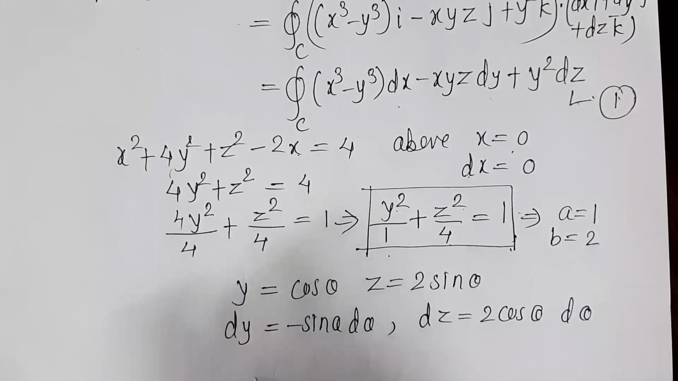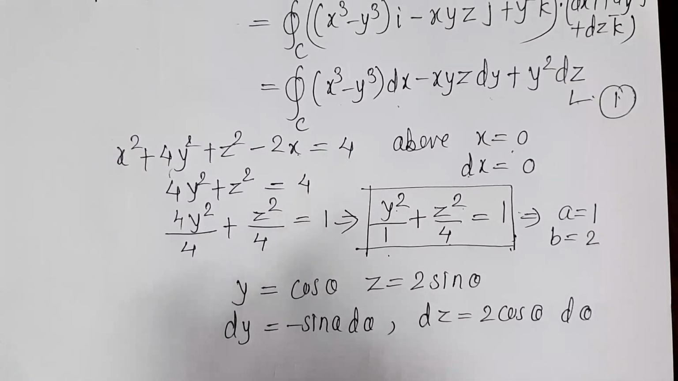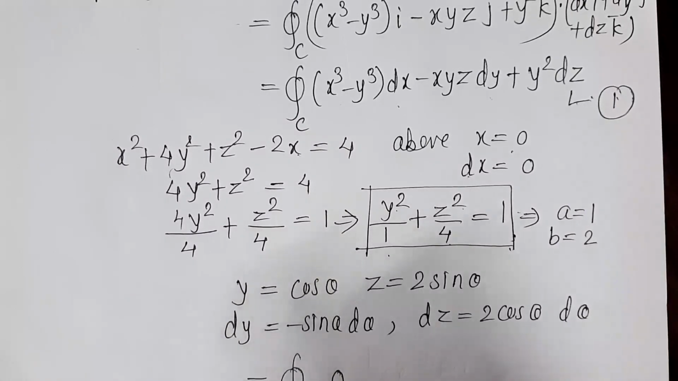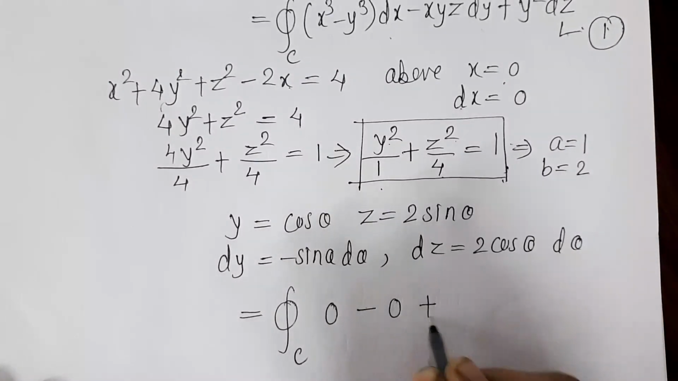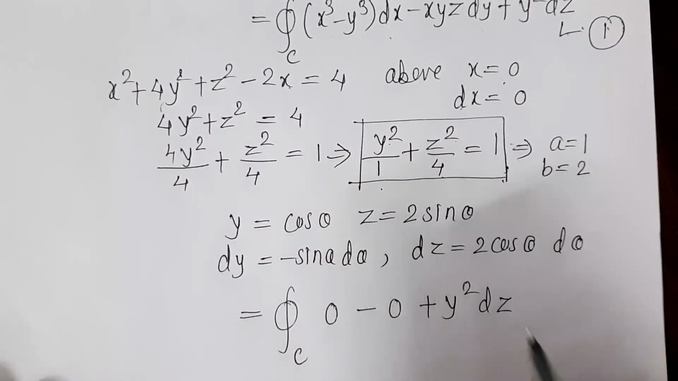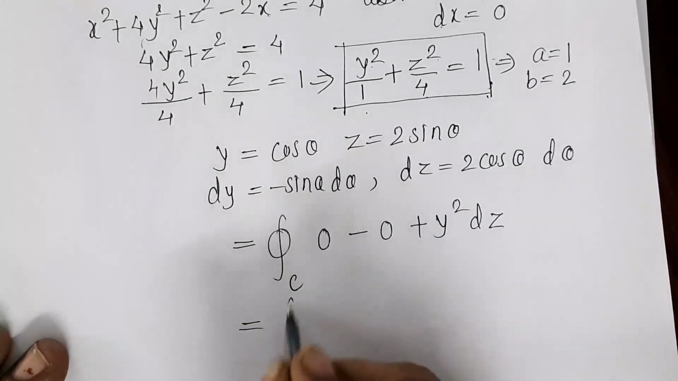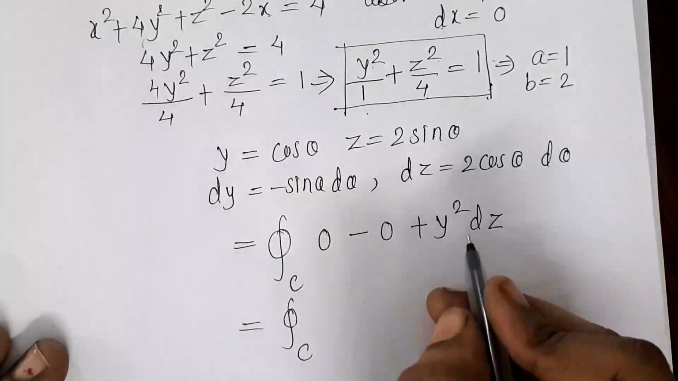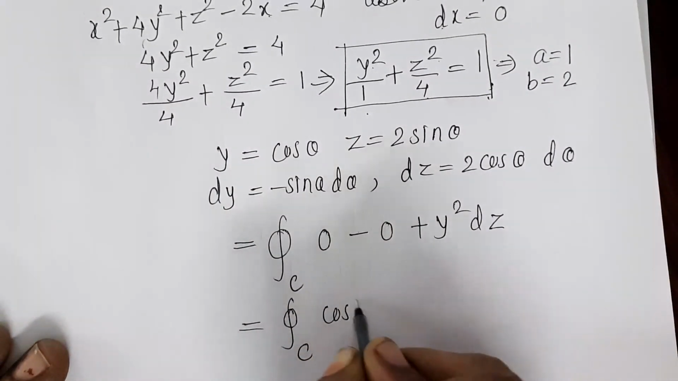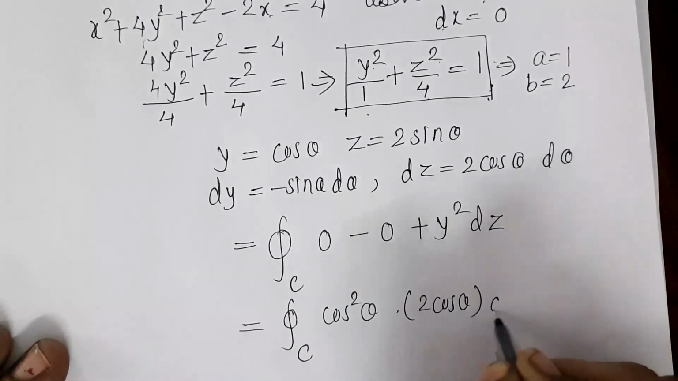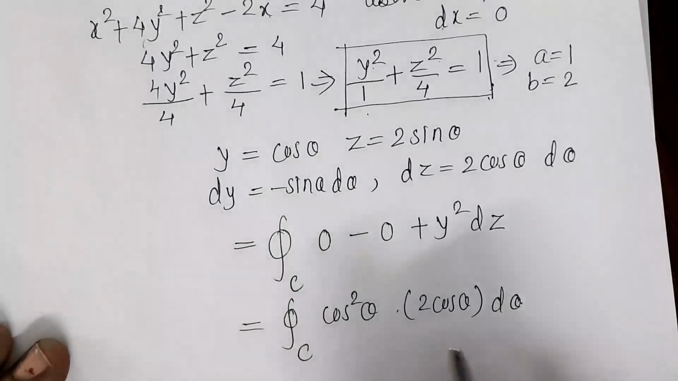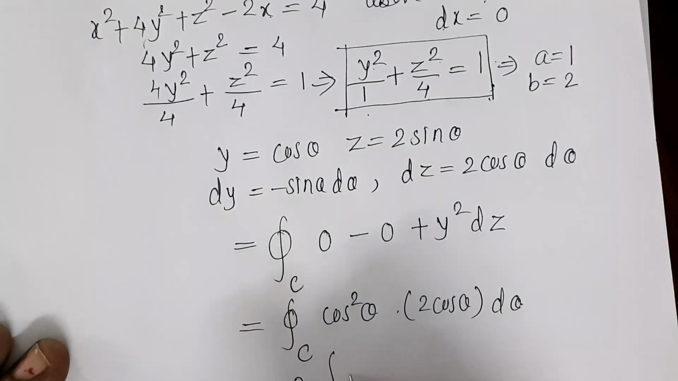So that integral becomes integral over c. First, dx is equal to 0, so the first term is 0. Minus x is equal to 0, so the second term is also 0. Remaining is only y square into dz. It is equal to integral over c y square. What is y? It is cos theta, so cos square theta multiplied by dz, which is 2 cos theta d theta. So it is equal to 2 times integration of cos cube theta d theta.